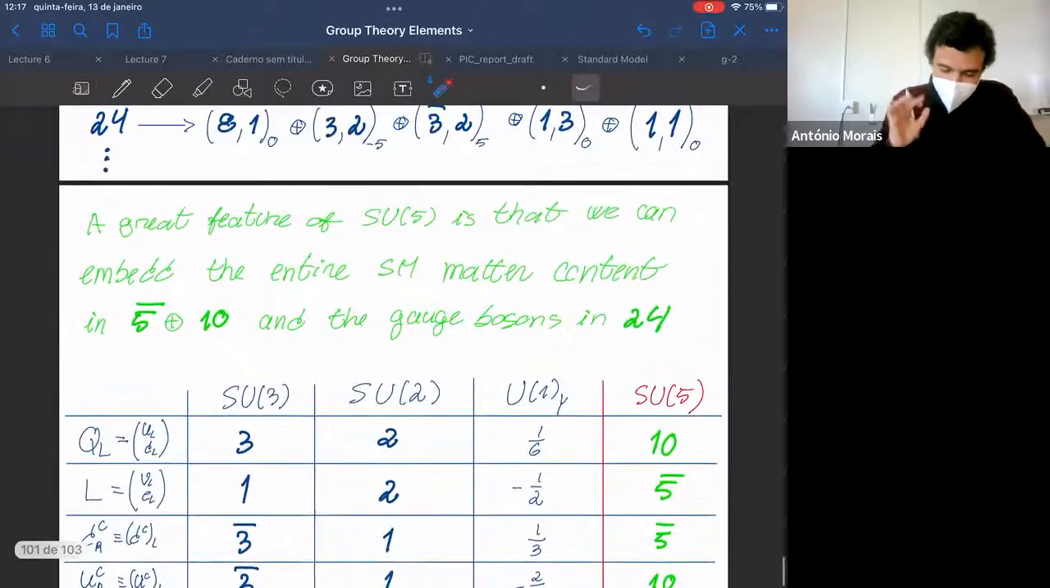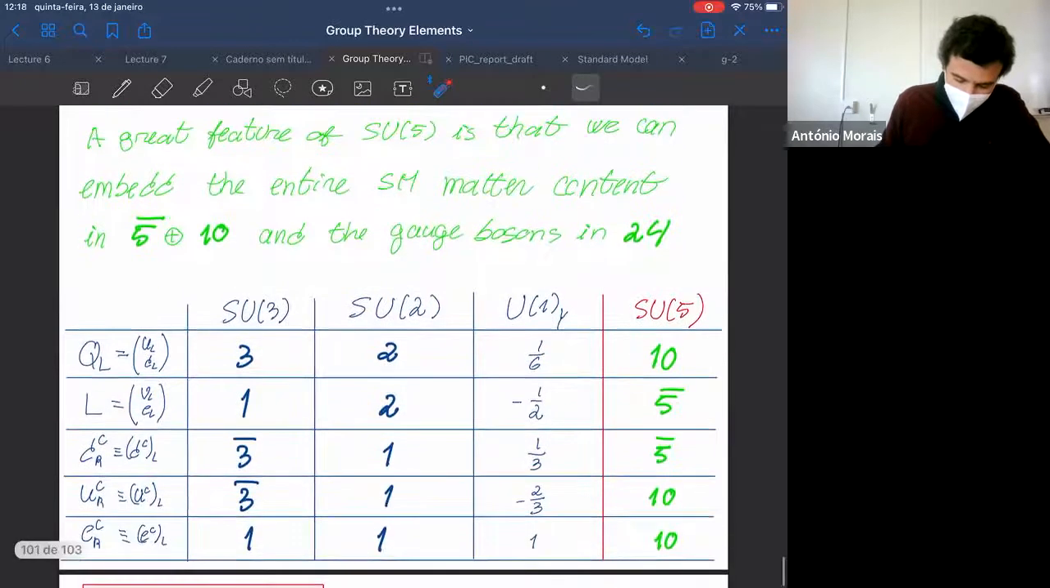And the nice thing is that the entire standard matter contents of the standard model, everything that you have in the standard model, fits inside a 5-bar plus a 10, as I said, as well as the gauge bosons fit inside a 24, the adjoint representation. And it's a matter of counting.